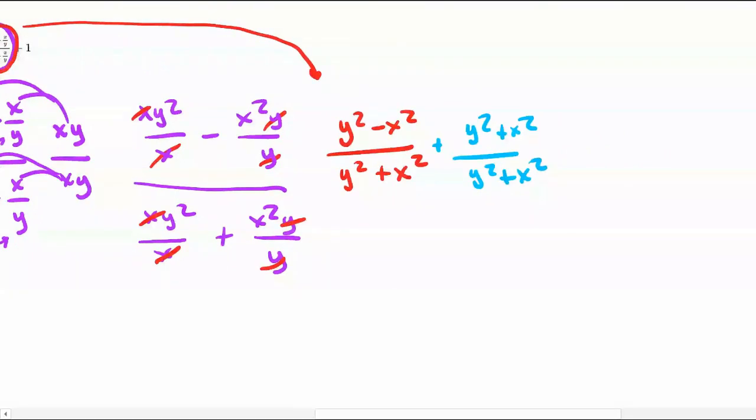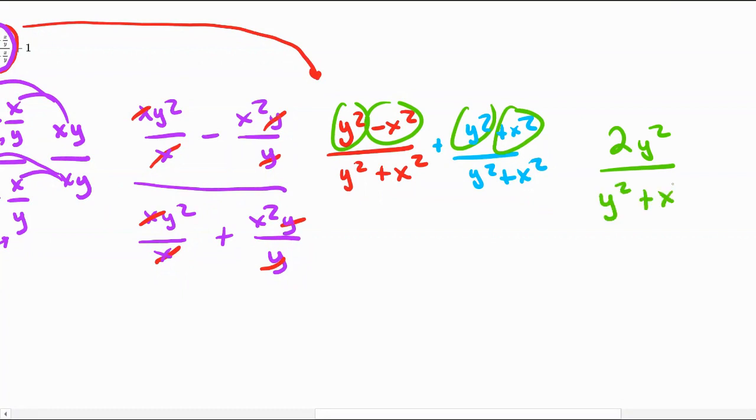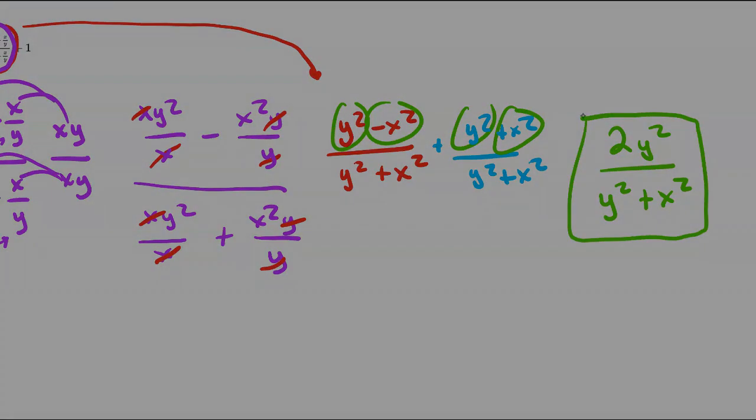Adding on the top here, I have negative x squared plus a positive x squared, which will go away. y squared plus y squared is 2y squared. And then my denominator here is still y squared plus x squared. And that's my single simplified fraction.